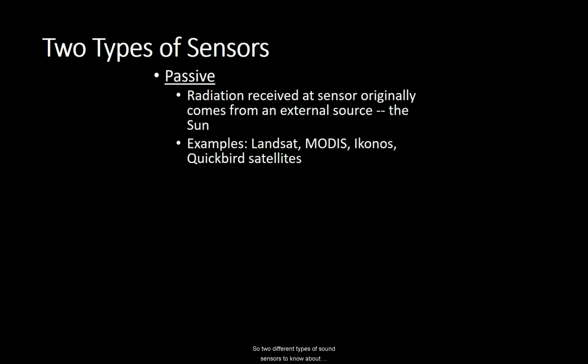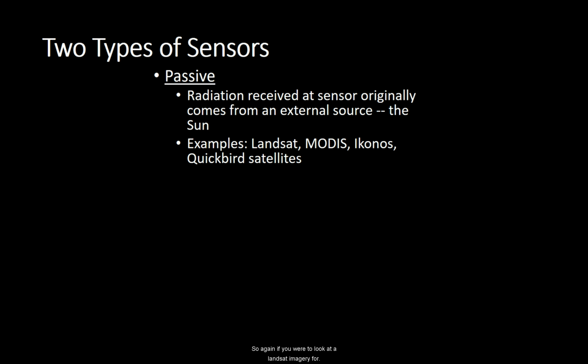So there are two different types of sensors to know about. We have passive sensors, in which radiation is received at the sensor and it originally comes from an external source. Okay, so this is passive. An example is a sensor that's attached to a satellite, and the radiation received at the sensor is coming from an external source, and that light is the sun. Here are some examples of satellites that use passive sensors: Landsat, MODIS, IKONOS, and QuickBird.